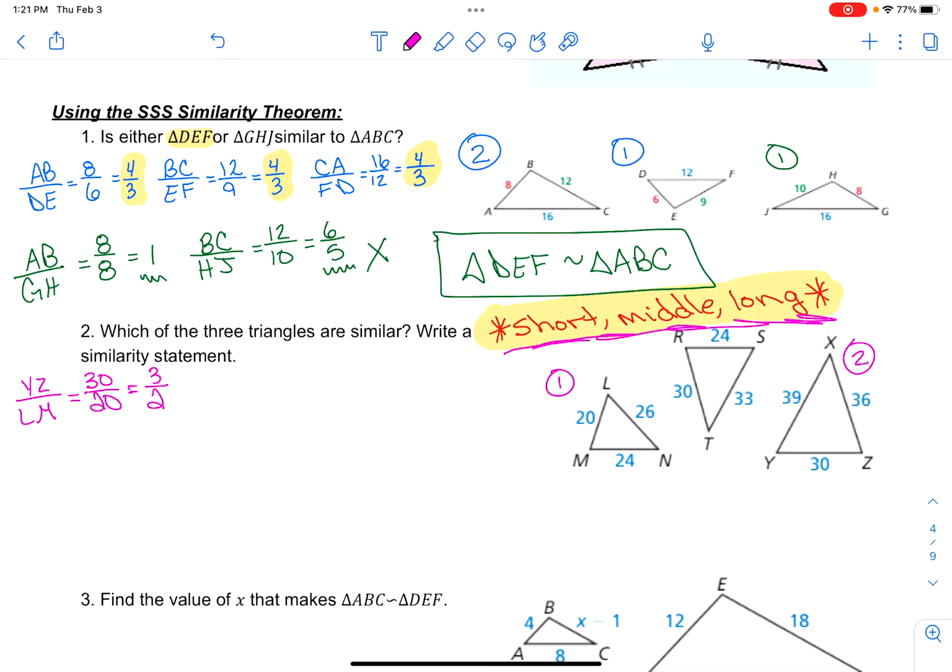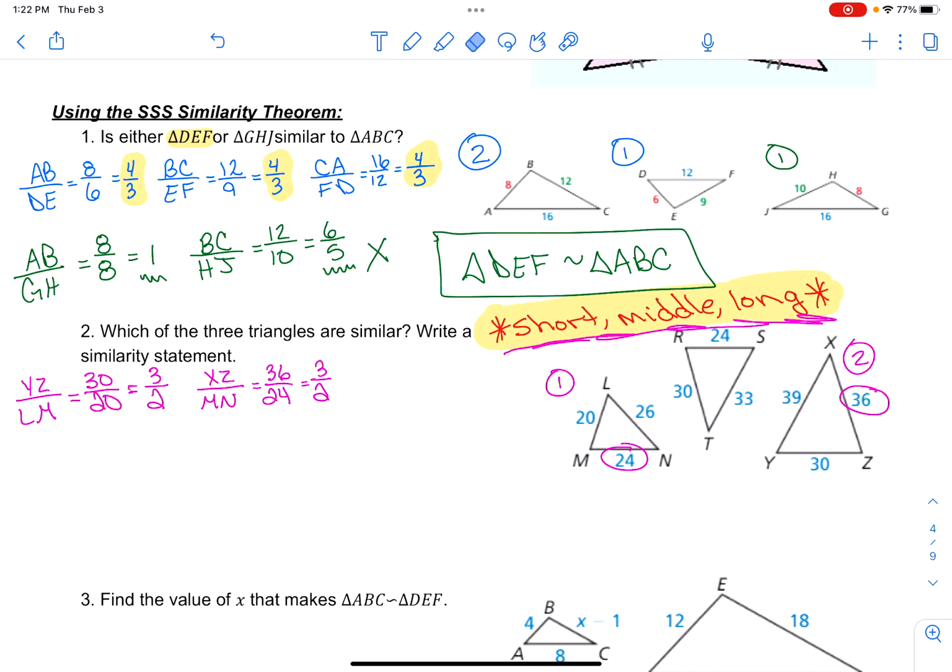So on our XYZ triangle, the middle is 36, that is XZ. And on our LMN, the middle is 24, that is MN. So we have 36 over 24. Let's see, 12 goes into 36 3 times, and it goes into 24 twice. Okay, so we're looking good so far.